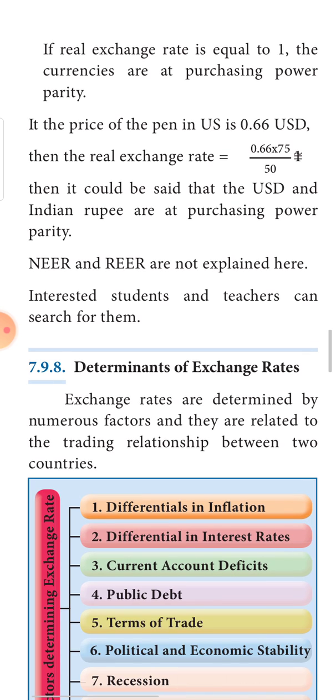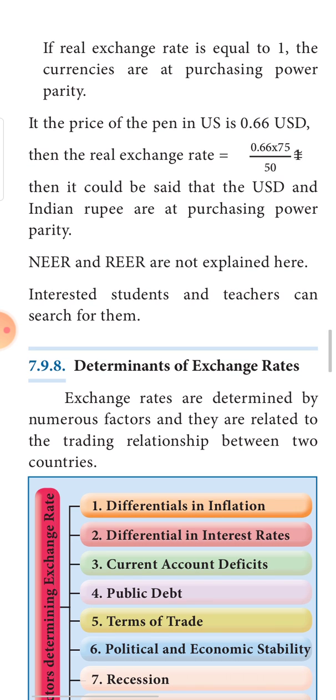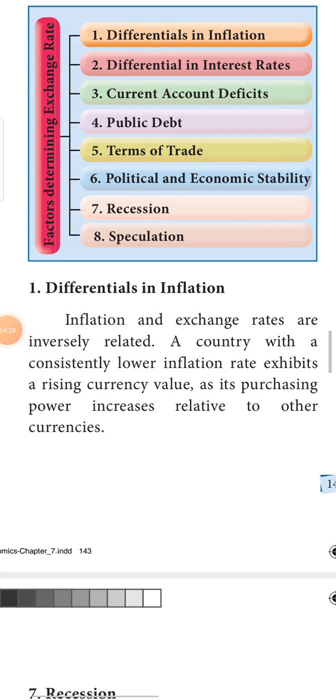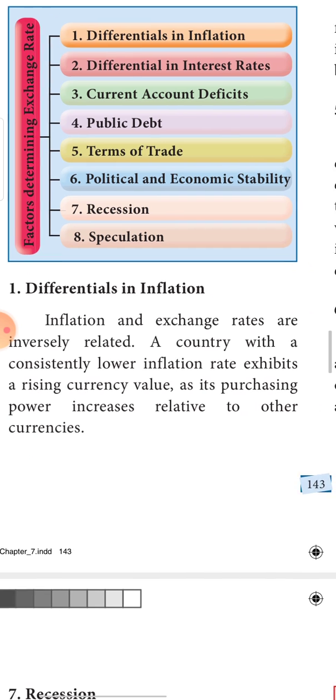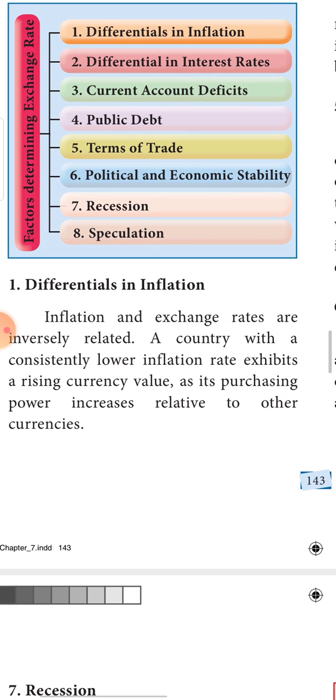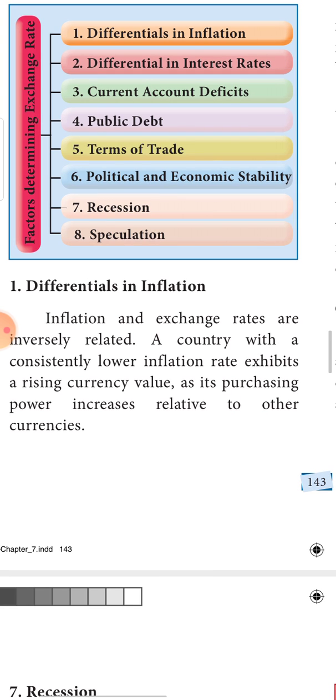Regarding NEER, that is nominal effective exchange rate, and real effective exchange rate, we have not discussed them in this lesson. Next is, what are the determinants of exchange rates? Let us look into the factors one after the other. Differentials in inflation. Inflation and exchange rates are inversely related to each other. Just underline this. I'll tell you how it inversely relates. Suppose there is inflation, what does it mean? Increasing of prices. Deflation is lowering of prices.